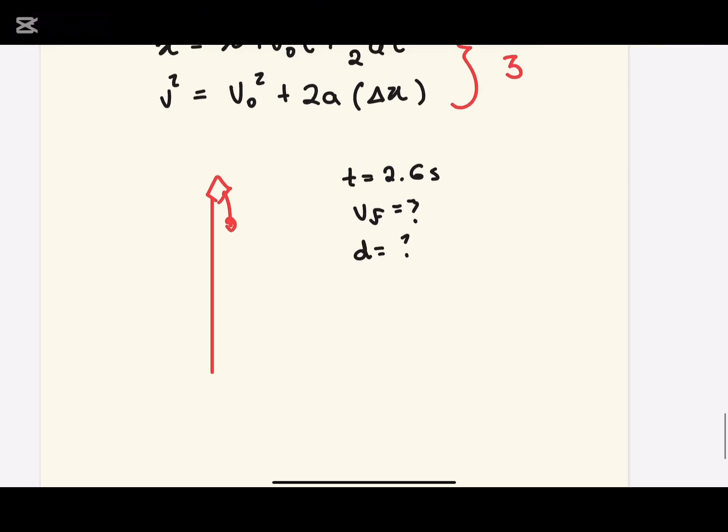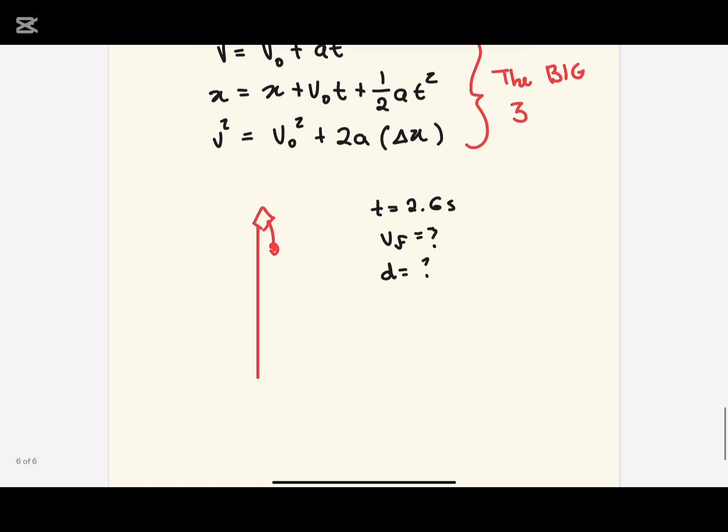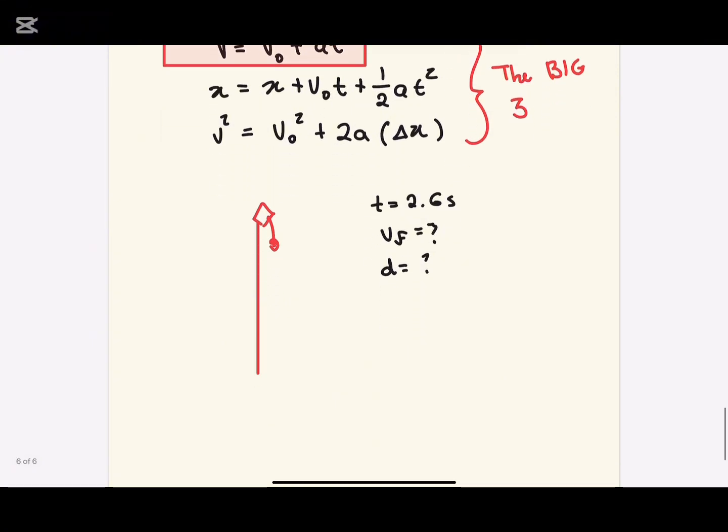Well, we want to find the final velocity. We have the acceleration because if you think about it, if he's free falling, that means the acceleration is solely gravity. And we have the time. And we know that his initial velocity is 0 because he's dropping down. So initially he has to be at 0 before dropping. So we can use the first of the big 3 to solve for the final velocity.